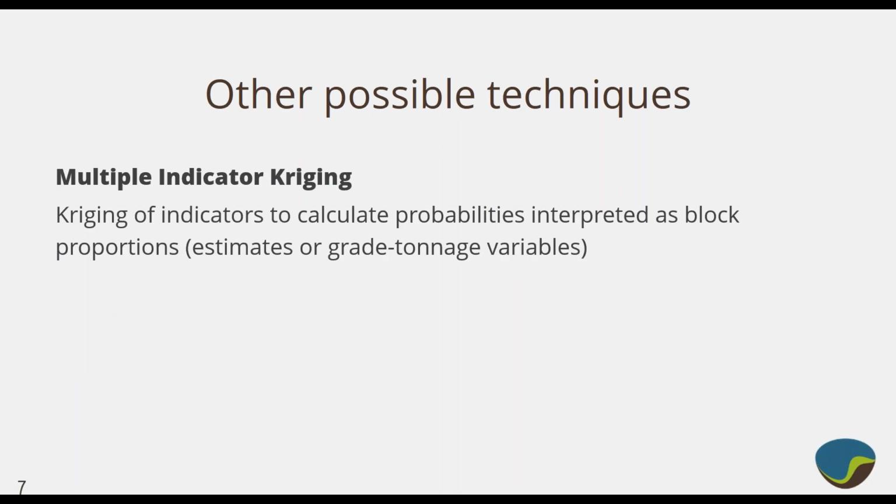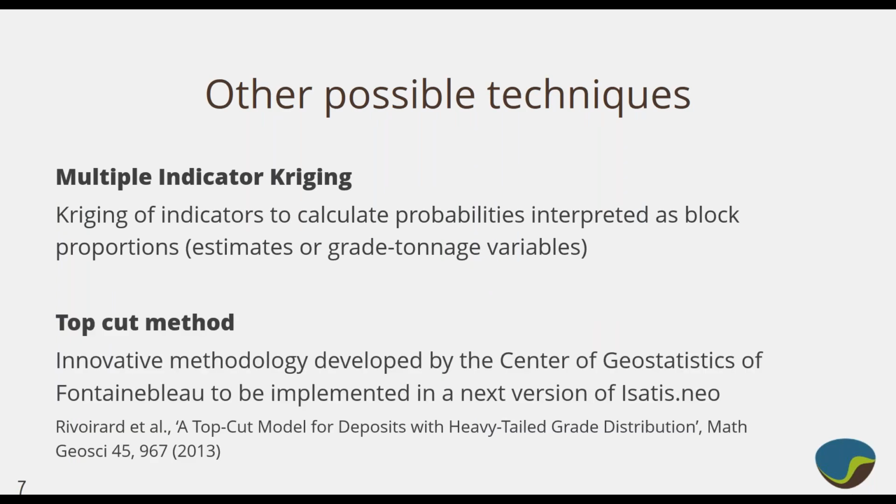Some geostatistical methods, such as multiple indicator kriging and the top cut model, have been developed to reduce the influence of extreme values without losing the variability of the distribution. The multiple indicator kriging has been available in Isatis Neo since February. The goal is to calculate quantities, estimates, or grade tonnage variables from a macro variable containing indicators at different values of a variable. The probabilities defined by the kriged indicators are interpreted as proportion of the blocks.